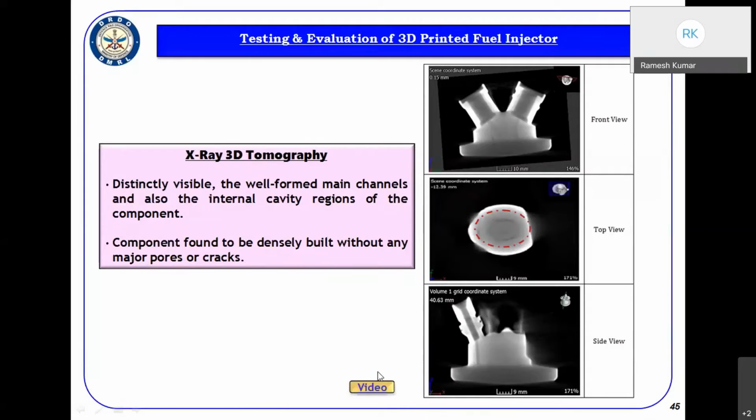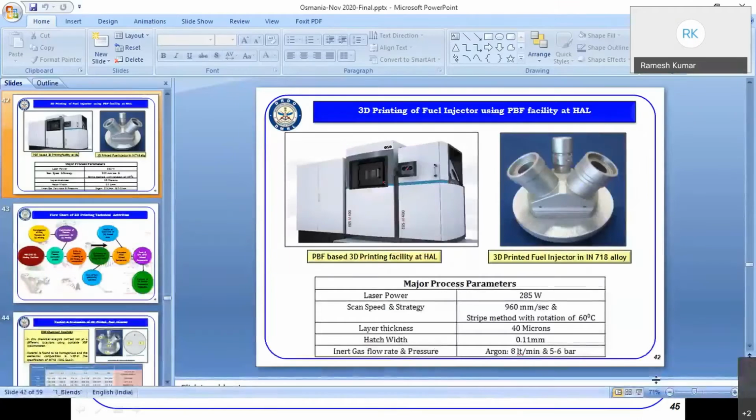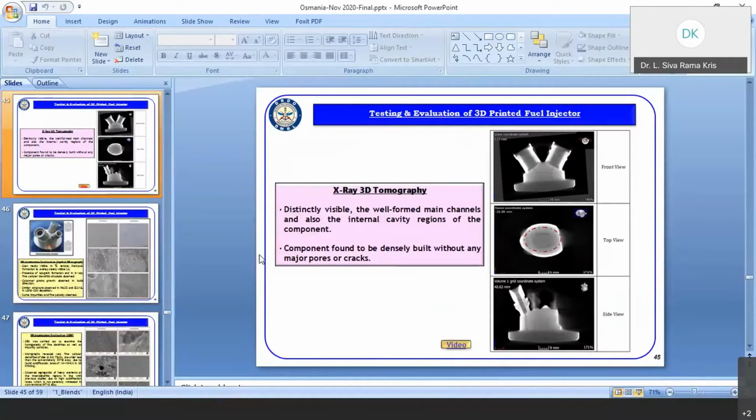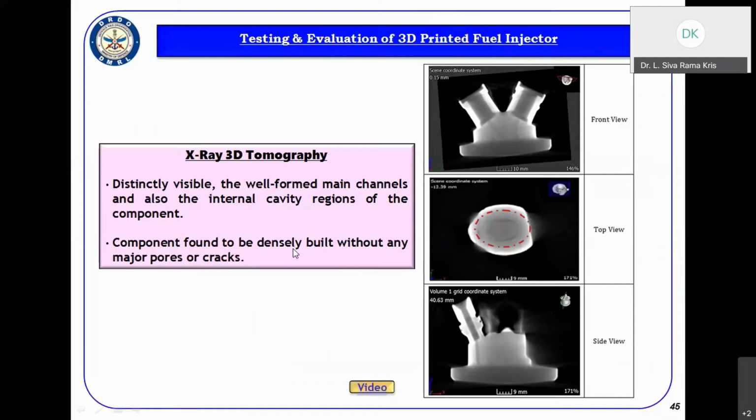Sir, we are unable to hear, sir. Video is okay, sir. Now we are able to see the PPT. Now we are able to see the video first. Now PPT is okay, sir. Okay, so I'll come back to PPT. You can continue. I'm coming back to PPT now.